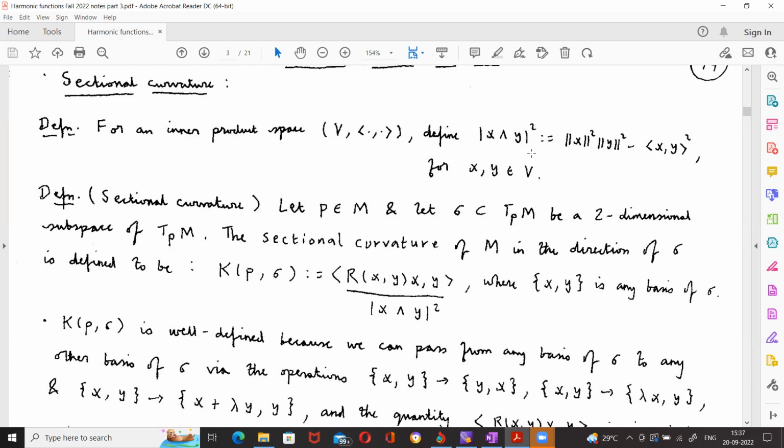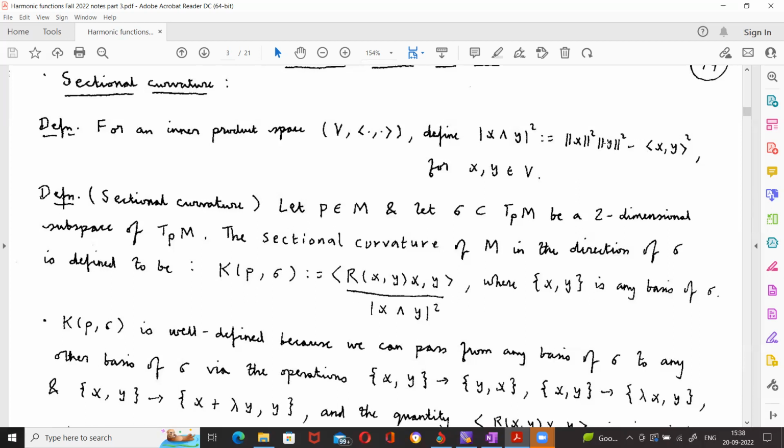See, note that, what can we say? When is x wedge y 0? If and only if x and y are linearly dependent. If I have two vectors, x wedge y is 0 if and only if they're linearly dependent, right? And that you can see from this right hand side, this is equal to 0 if and only if x and y are linearly dependent, by the Cauchy-Schwarz equality case. This is 0 means that by Cauchy-Schwarz, these two are multiples of each other, so they're linearly dependent.